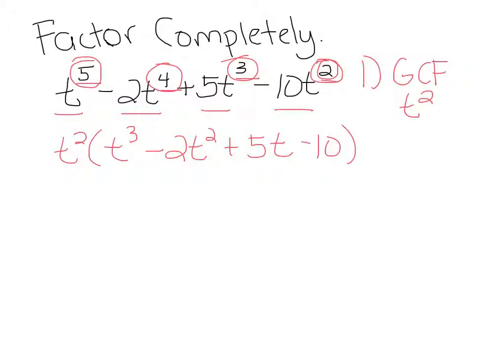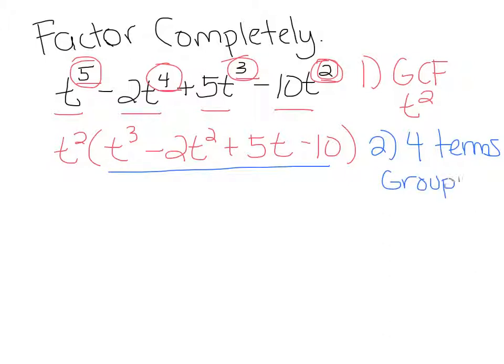Now, we look at our polynomial, and based on the number of terms, we factor accordingly. Since this has 4 terms, the only option is to factor by grouping. When you have 4 terms, the only possibility of factoring is factor by grouping. So let's see if we can factor by grouping.